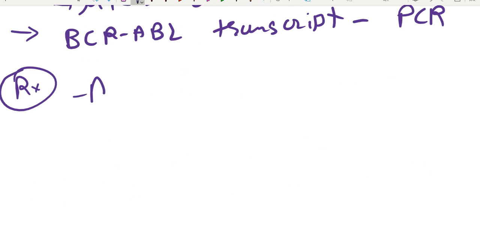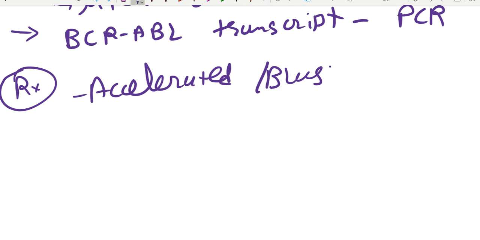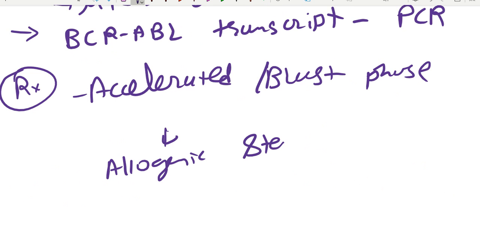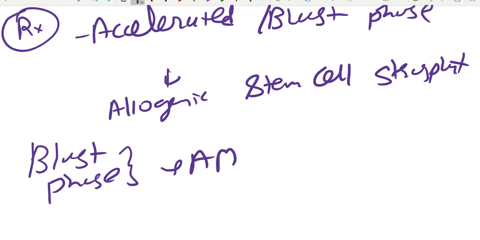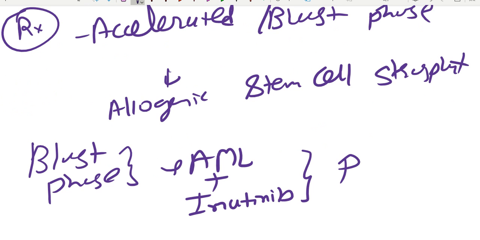Treatment of the accelerated and blast phase: in this, allogeneic stem cell transplant, and the blast phase is treated like AML plus imatinib. Blast phase has a very poor prognosis.